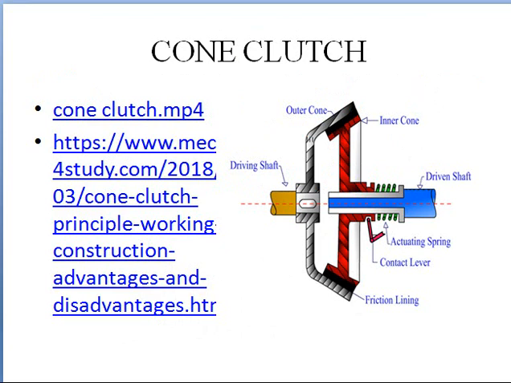This is the first type of clutch, which is called the cone clutch. This is the outer cone and this is the inner cone, and the black ones here are the frictional lining. This is the driving shaft. When the inner cones come in contact with each other, the motion from the driving shaft will be transmitted to the driven shaft. If they get disengaged, it means when we press the pedal, the spring will get contracted and the inner cone will move back. As a result, the contact between the driving shaft and driven shaft will be withdrawn. So this is how the cone clutch works.